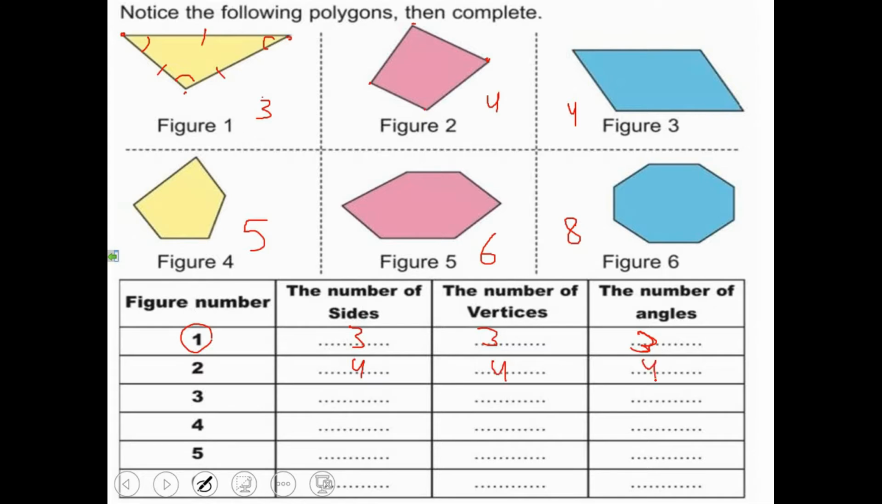In figure number 3, we have 4 sides and 4 vertices and 4 angles. In figure number 4, we have 5 sides and 5 vertices and 5 angles. In figure number 5, we have 6 sides and 6 vertices and 6 angles. In figure number 6, we have 8 sides and 8 vertices and 8 angles. And I think that you note that in any polygon, the number of sides equal the number of vertices equal the number of angles.